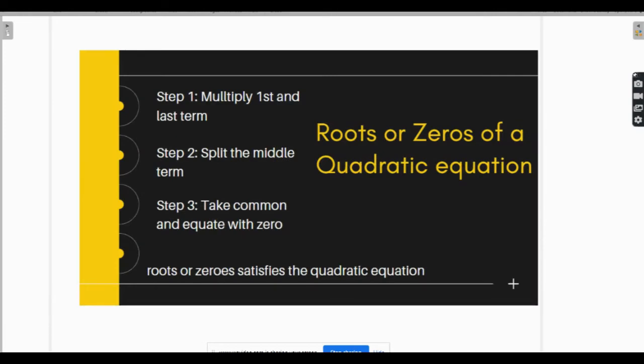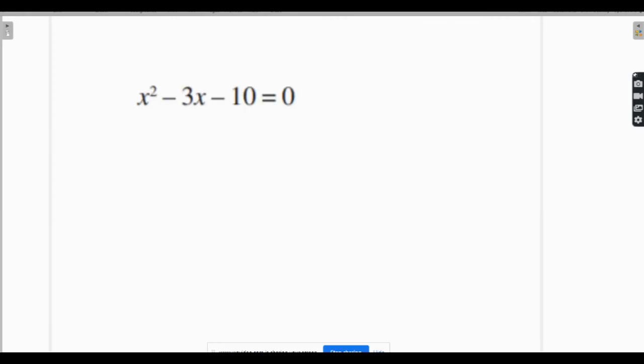The first method is the factorization method, which you have learned in standard 9. Factorization method is very simple. What does it say? Multiply the first and the last term, split the middle term. I'll quickly take an example with which you will understand how to factorize. Multiply first and last term: 10 into 1 is 10. Split, factorize: 2 fives are 10.